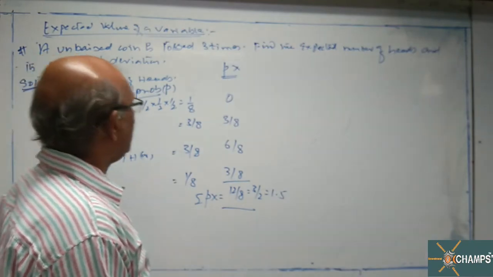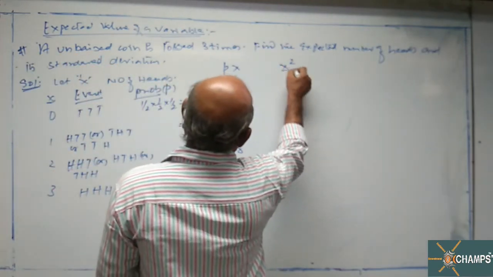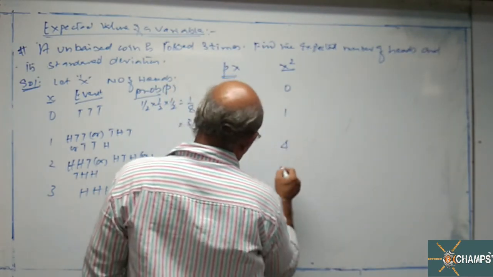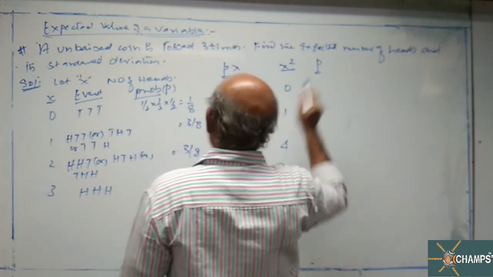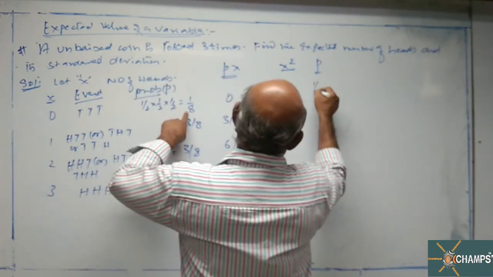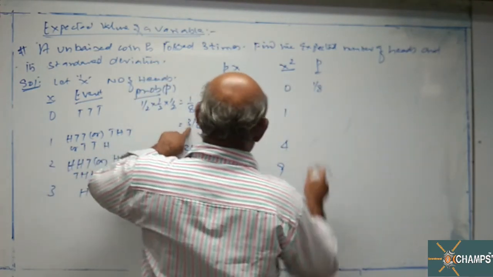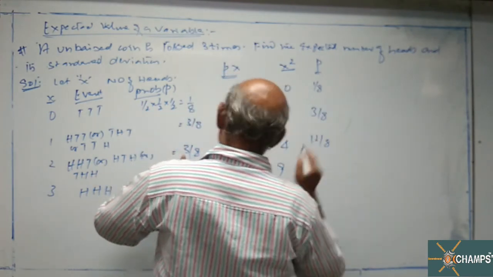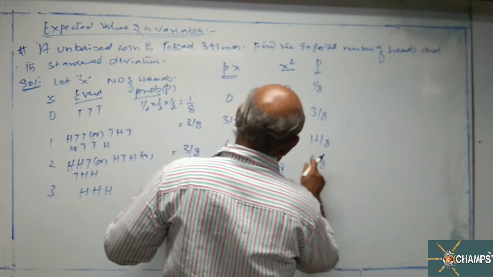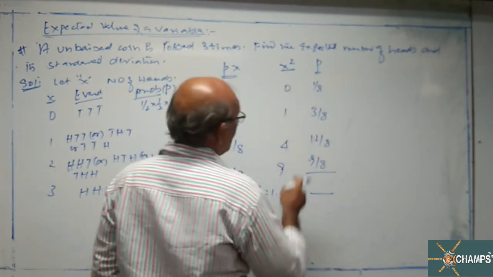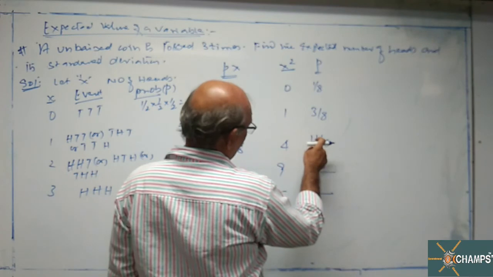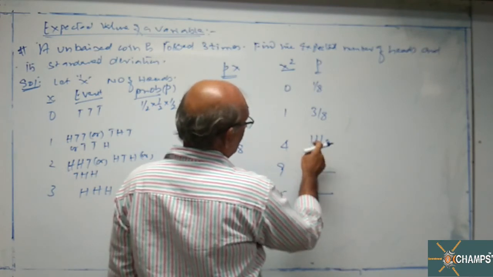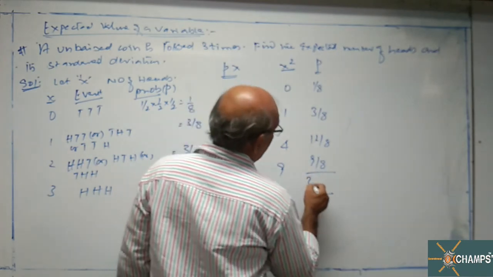Now we have to calculate standard deviation also. Create one more column, x square: 0, 1, 4, 9. I'll write probability one more time here to avoid any confusion. 3 by 8, 4 3s are 12 by 8, 9 by 8. When I add this, 1 plus 3, 4, 4 plus 12, 16, 16 plus 9, 25 by 8.